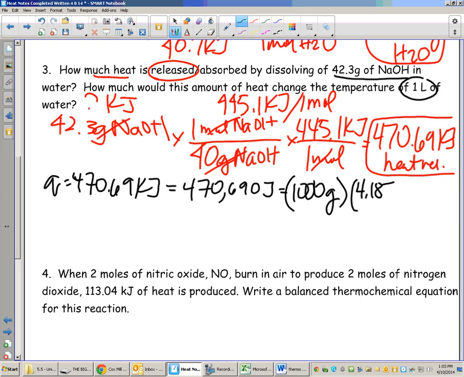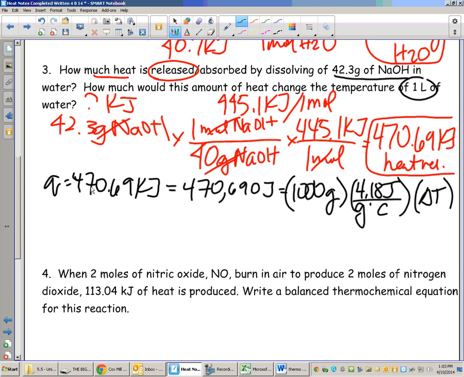4.18 units per gram degree C, right? And then what's the temperature change? Oh, how much would this heat change? I don't know. Let's calculate. All right, so 400, that number, divided by 1,000 times 400, or 4.18.